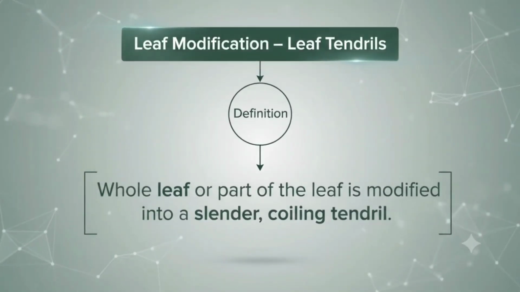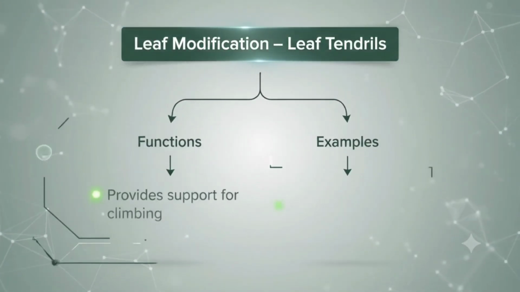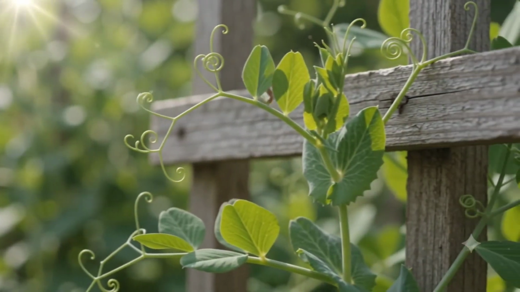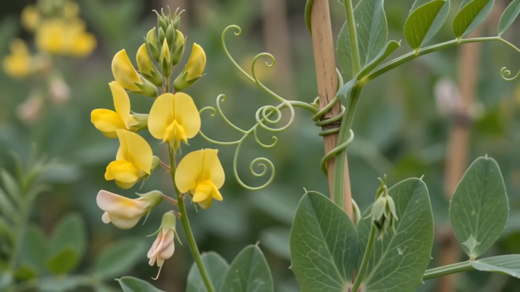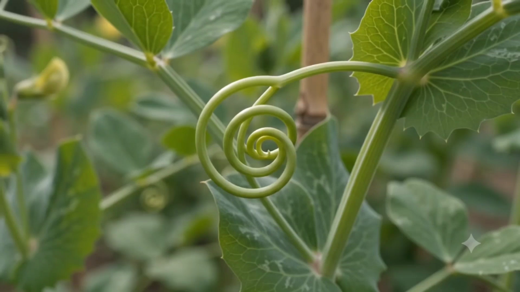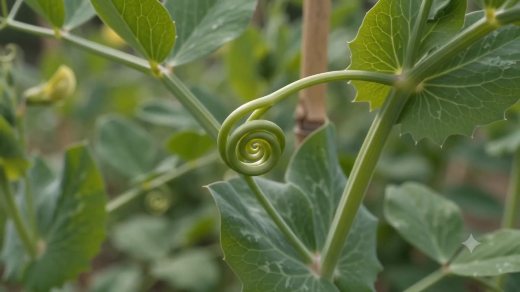Leaf tendrils are modified leaves. They provide support for climbing. In pea plants, leaflets become coiling tendrils. Whole leaves modify in lathyrus.